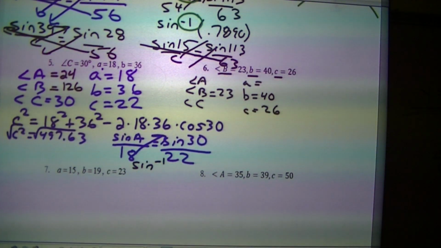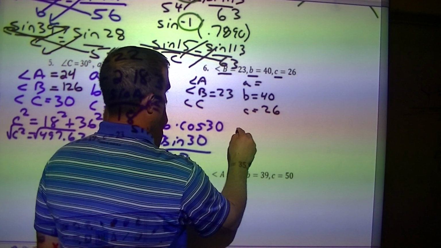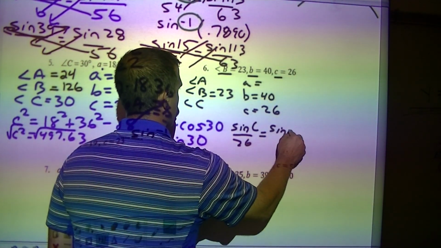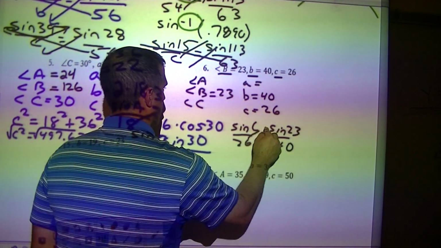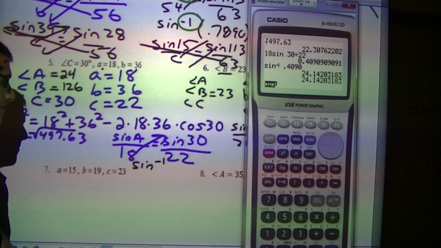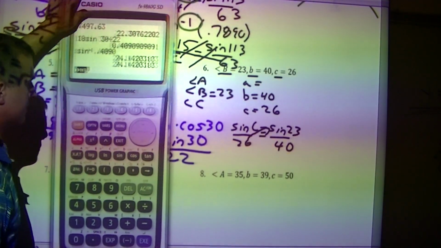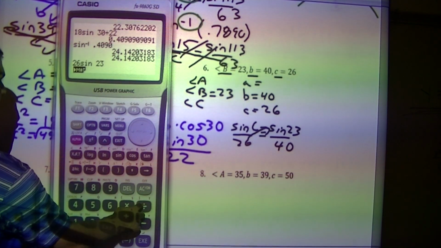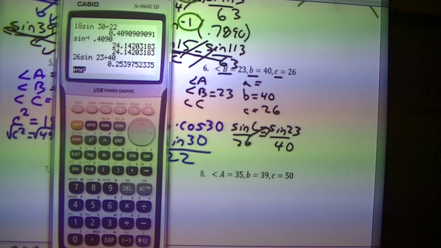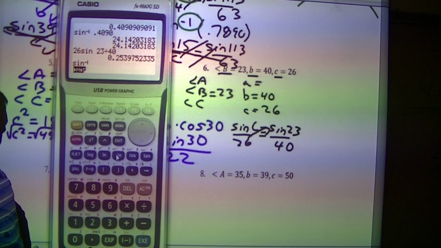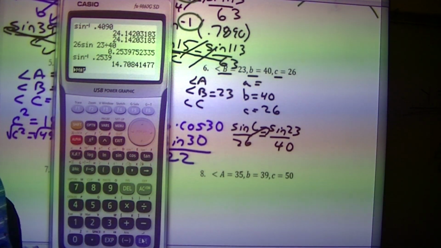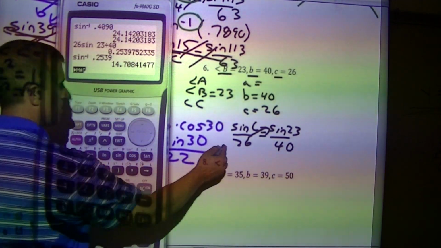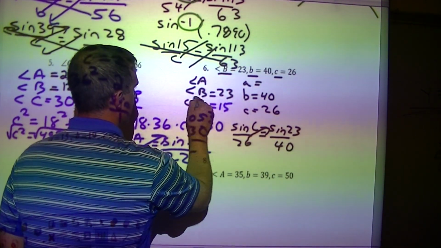Now, what logically has to happen is that I have to find angle C. So I'm going to do sine of big C over 26 equals sine of 23 over 40. The 26 is going to come up, so it's 26 sine of 23 divided by 40. I'm going to do the inverse sine of 0.2539. So I get about 15 degrees. So angle C is about 15. That's the one I found.